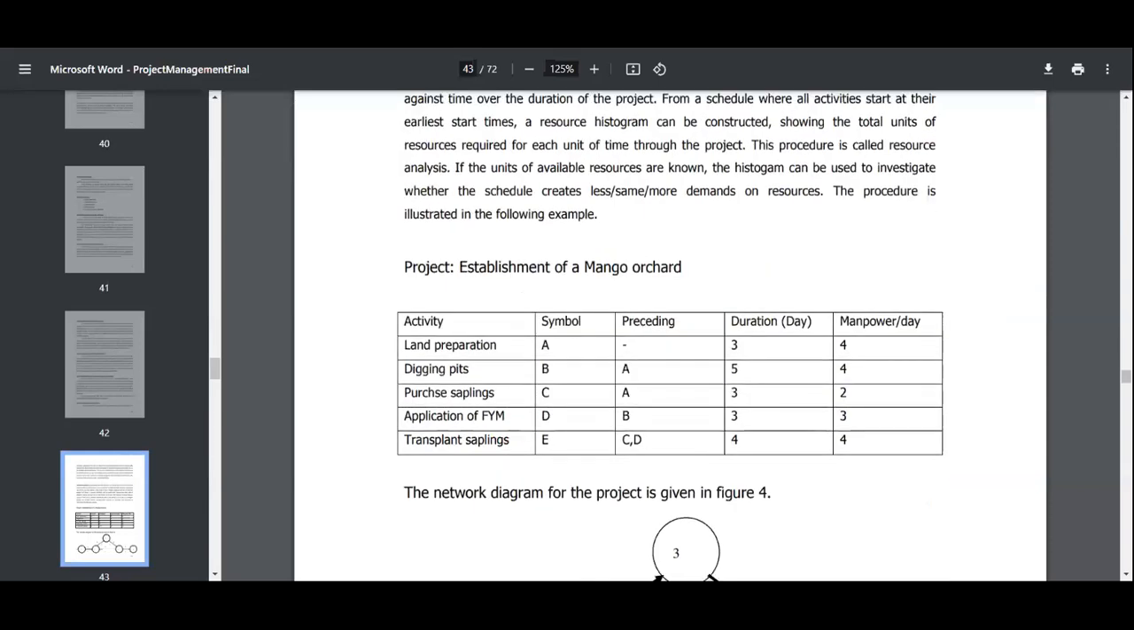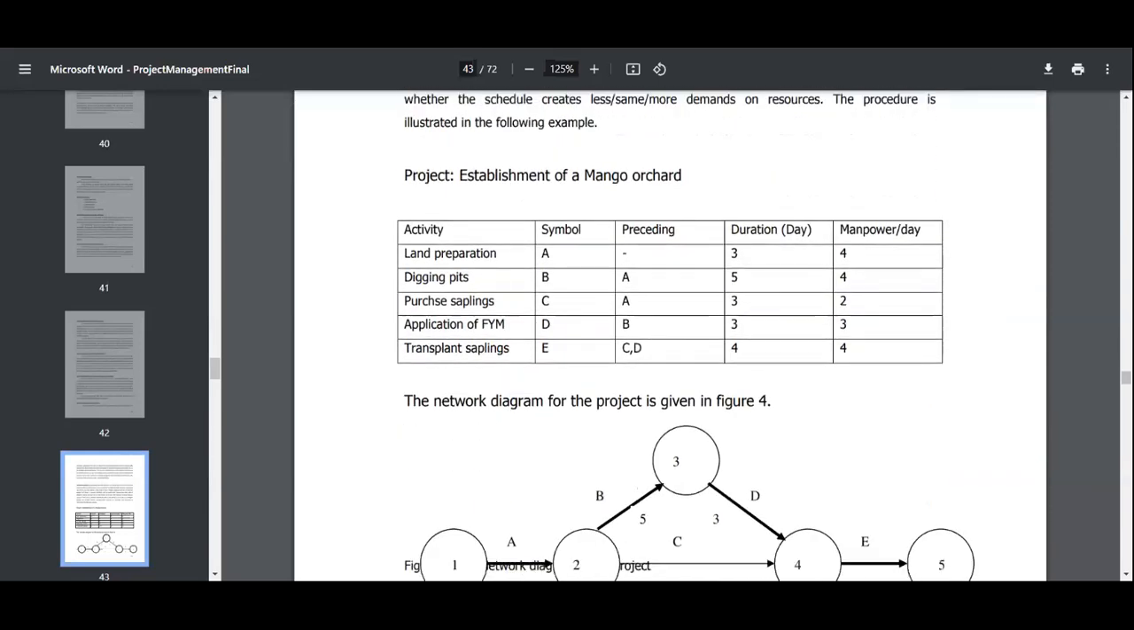As per requirement, work will start. So here is the example of establishment of a mango orchard, right? We have seen this chart. What is it? Project: establishing a mango orchard. Here activities are given in a table. The second column is the symbol, the third is the predecessor, the fourth is the duration, and the fifth is manpower.